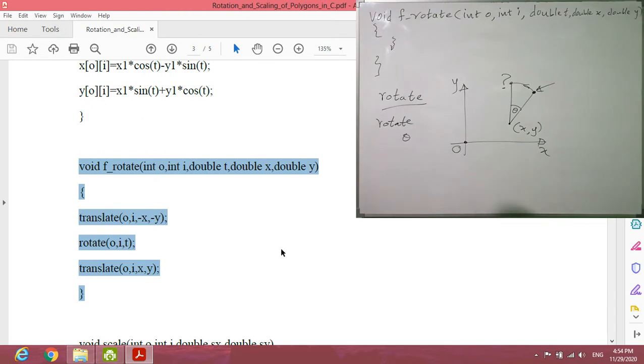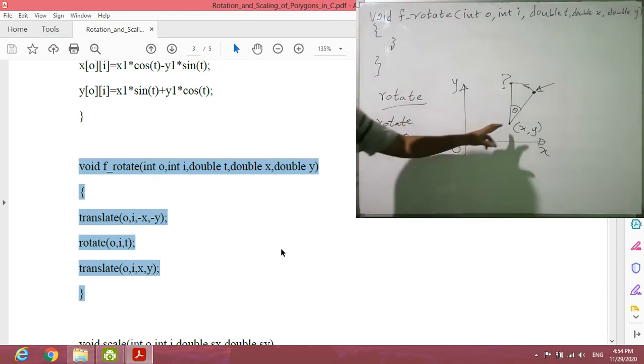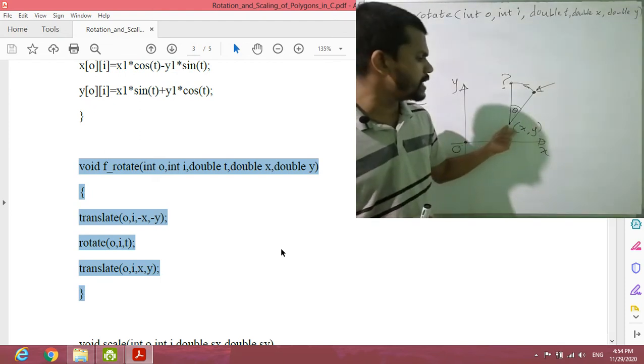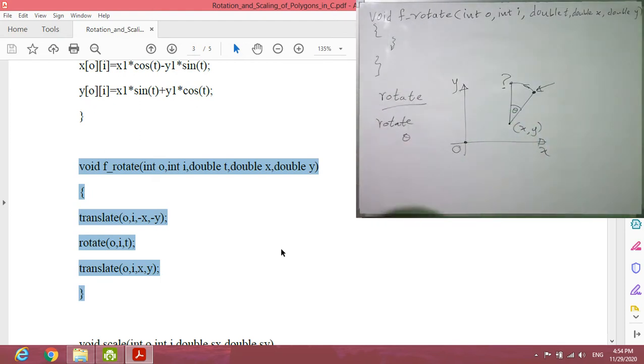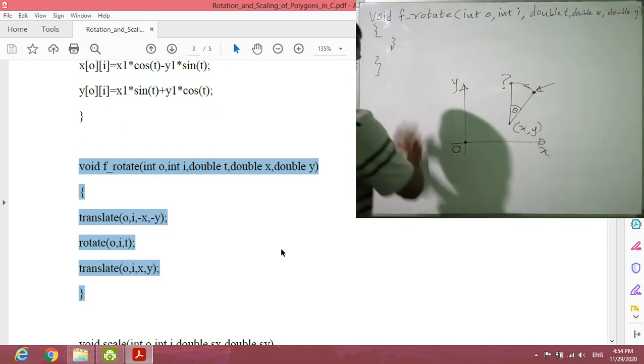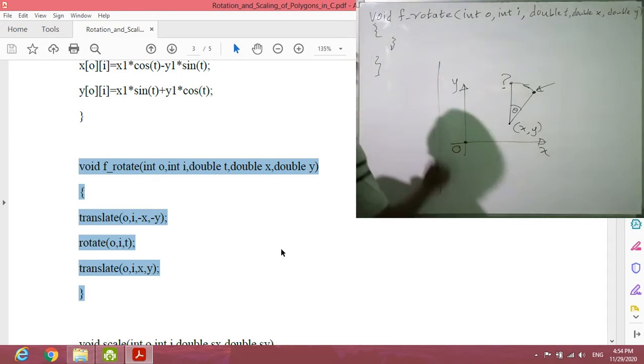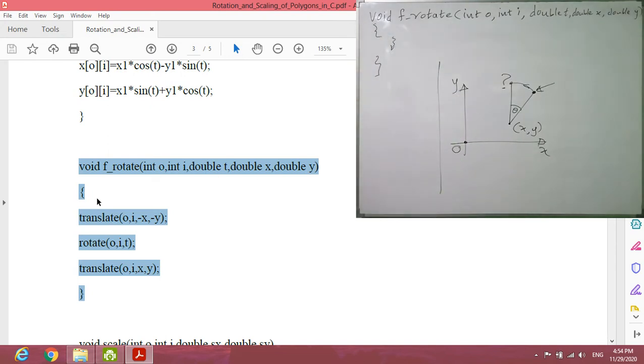Now how can we do this? We know the rotate function. Using this one we can rotate around the origin, but here we need to rotate around x comma y. Now how can we do this? One particular way, here in this body, we have done that.